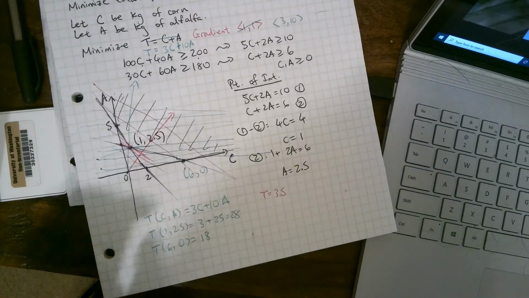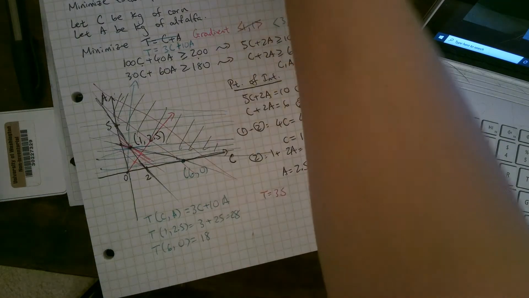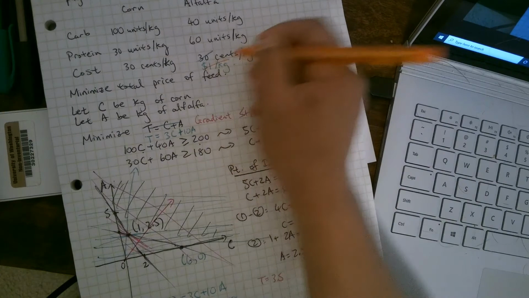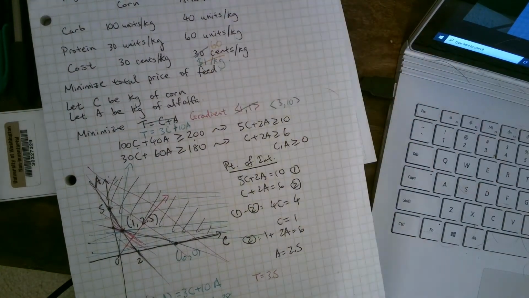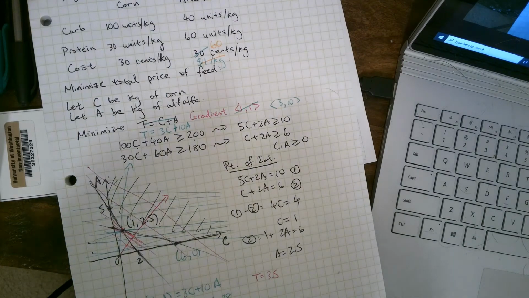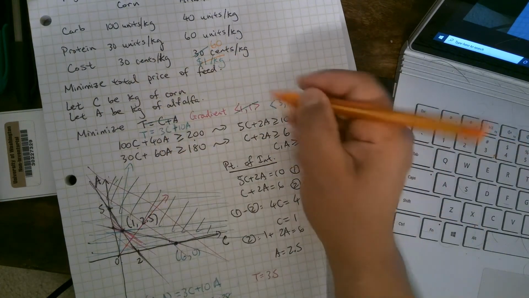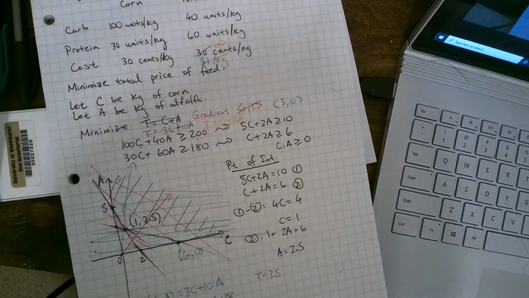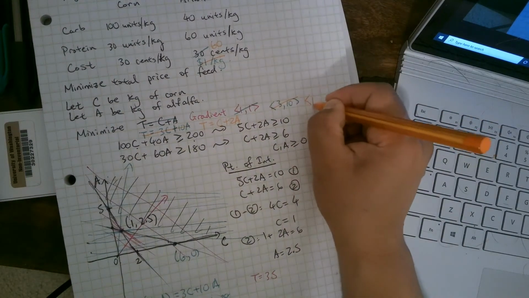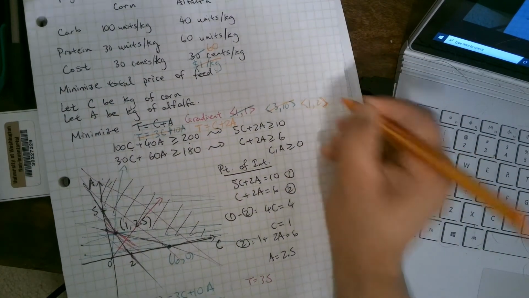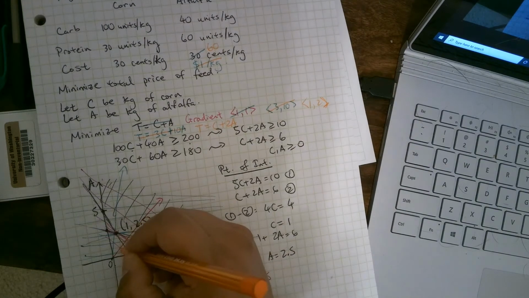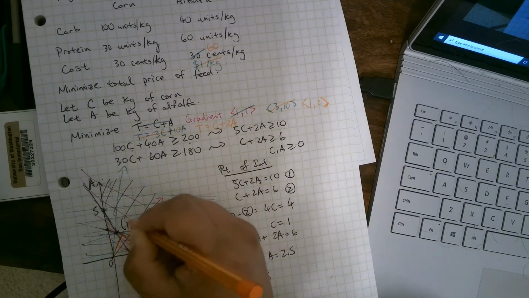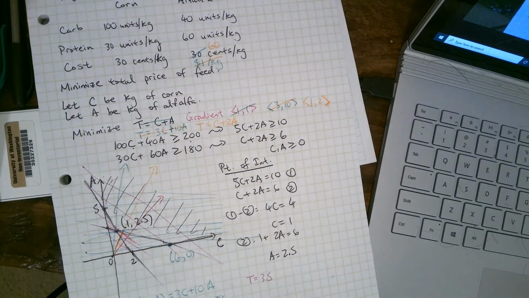Okay, let's change one more thing. What if we now made alfalfa 60 cents per kilogram? Okay, then alfalfa's double the cost, so we're going to make T double the cost of corn. So T is c plus 2a. Our gradient is now 1 comma 2. Okay, let's see what happens to this. We're going to get 1 comma 2. There's too many lines on this, but it looks like this. There's our vector. So that's like a slope of 2.